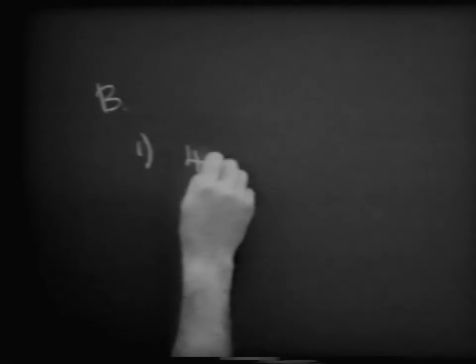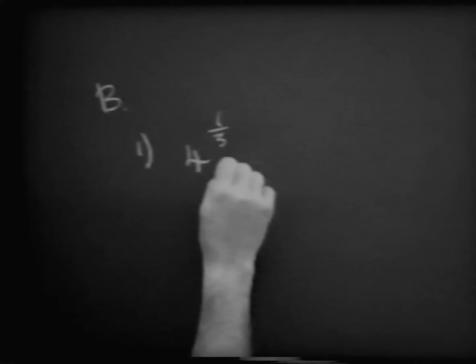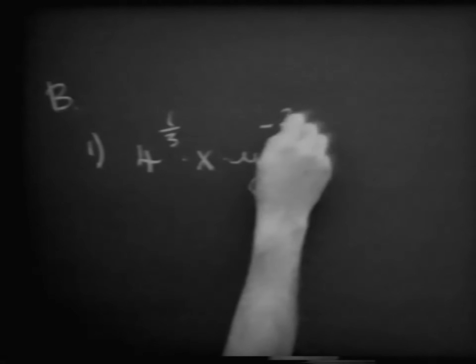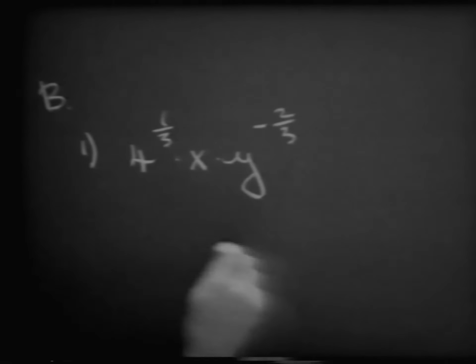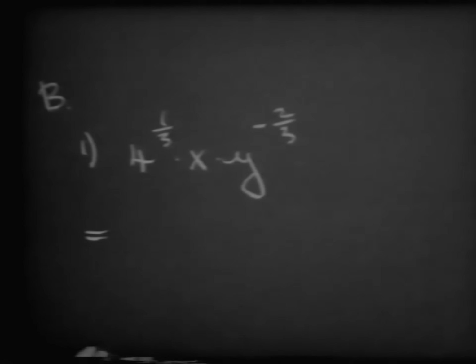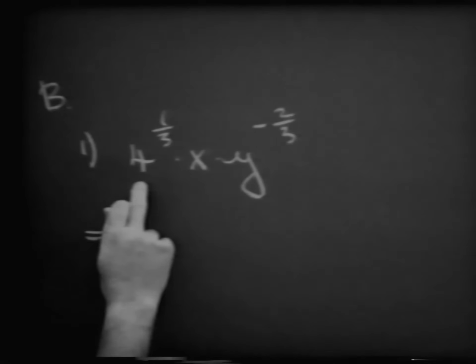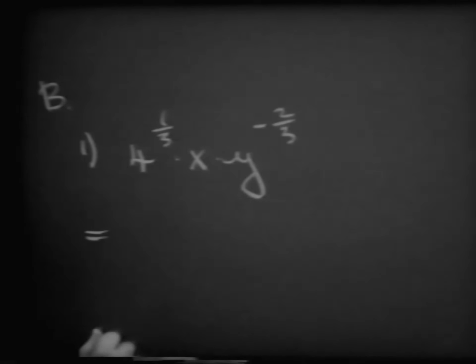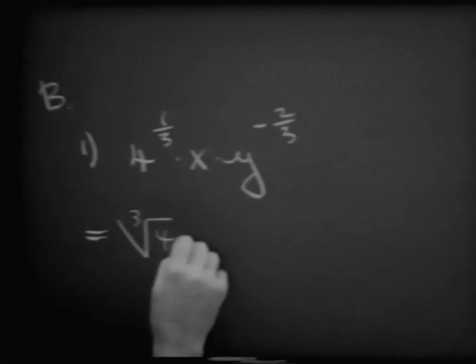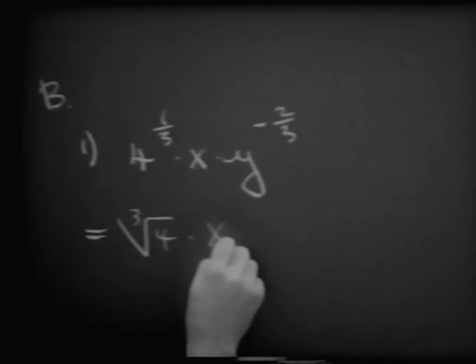Suppose we were to have, let's take a rather simple problem, 4 raised to the 1/3 power times x times y raised to the -2/3 power. And let's see what we may say about this. And let's write this with radicals, if possible. Well, the 4 raised to the 1/3 power we may write as what? This is the cube root of 4 times, and this is now simply the number x.